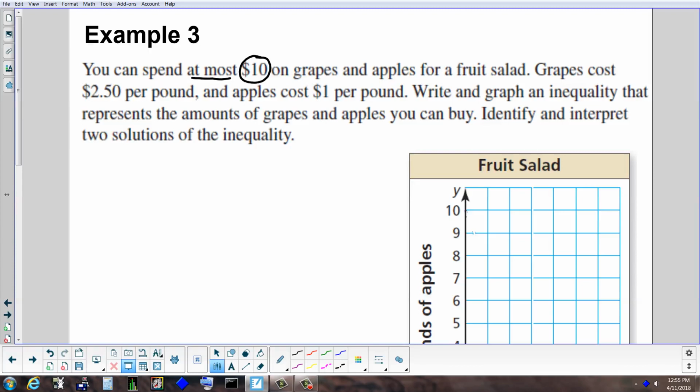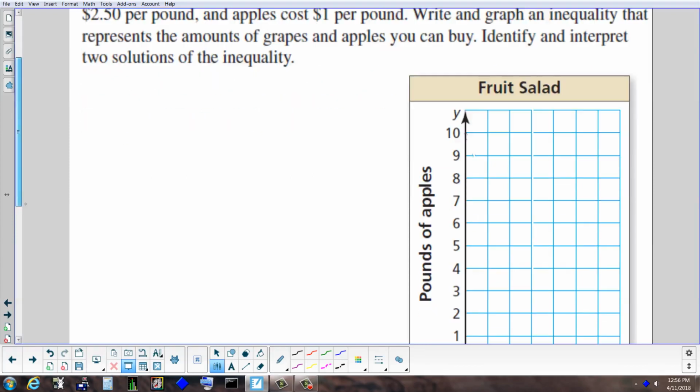Yep. Now for letters, grapes and apples, what do we want to use to represent grapes? G. Okay, we could use G. If you wanted to use X, we could use X and Y too. We've always used X and Y, so why don't we stick with those two? So let's just do it in that order, X, Y. If you wanted to use G for grapes and A for apples, that's okay too.